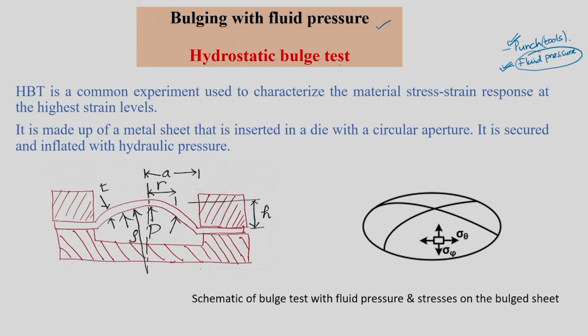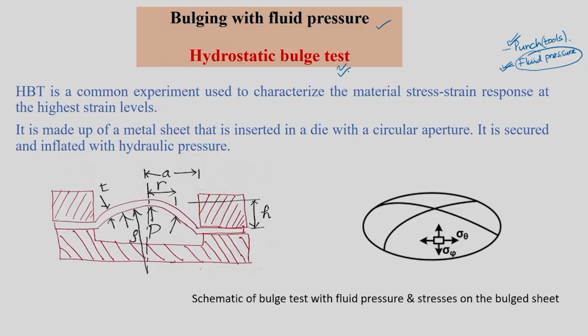If you use bulging with fluid pressure as an experimental method to characterize the sheet properties, then this becomes the hydrostatic bulge test. Otherwise, bulging with fluid pressure is a method to deform a sheet, and you can make any component shape with that. We can also characterize the sheet with the help of the hydrostatic bulge test, like the uniaxial tensile test we have.